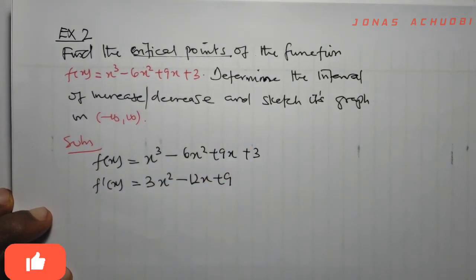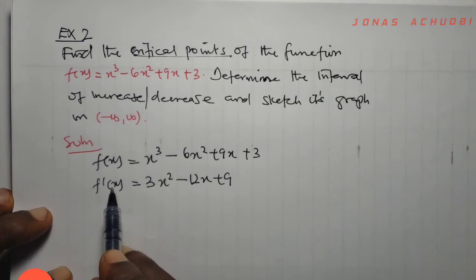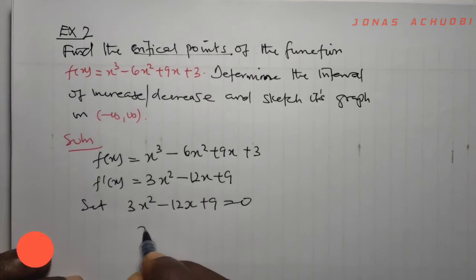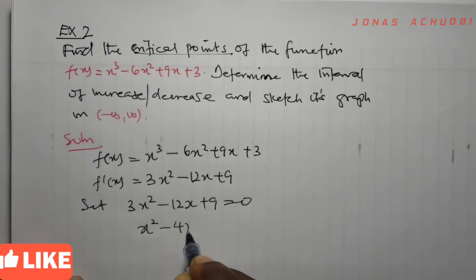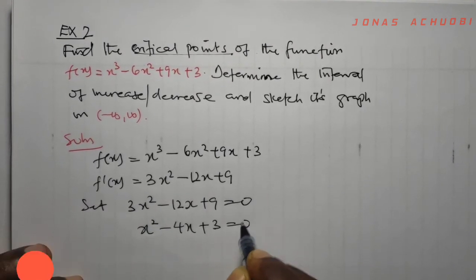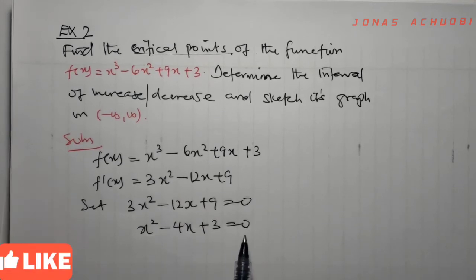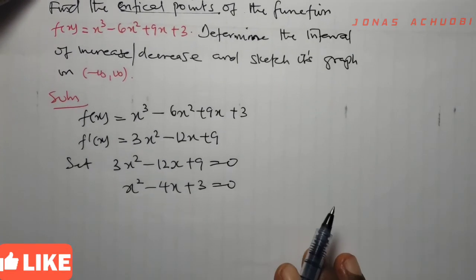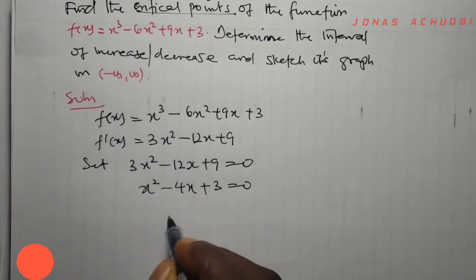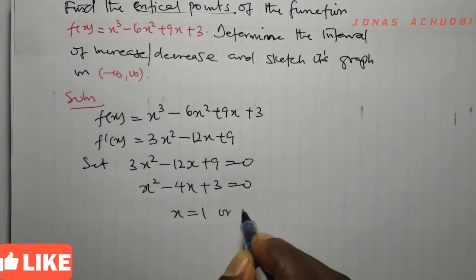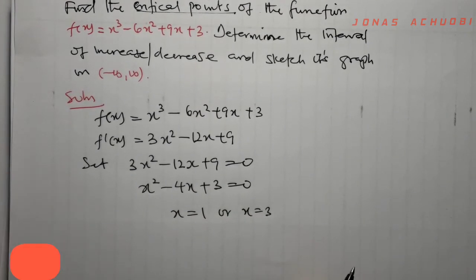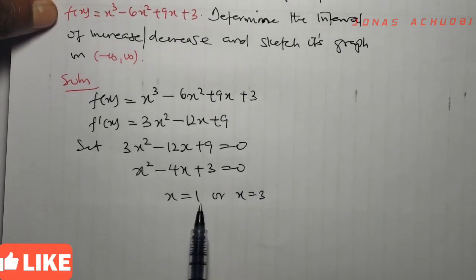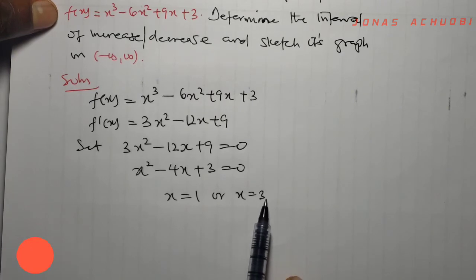To find the critical values, what do we do? We set the first derivative to 0. And that gives us this. We can simplify this further to get x squared minus 4x plus 3 equal to 0. And what we have here is a quadratic equation in x. So if we solve this equation, we get two values of x. We get that x is equal to 1 or x is equal to 3. So in this problem, we have two critical values. The first one is x equal to 1 and the second one is x equal to 3.